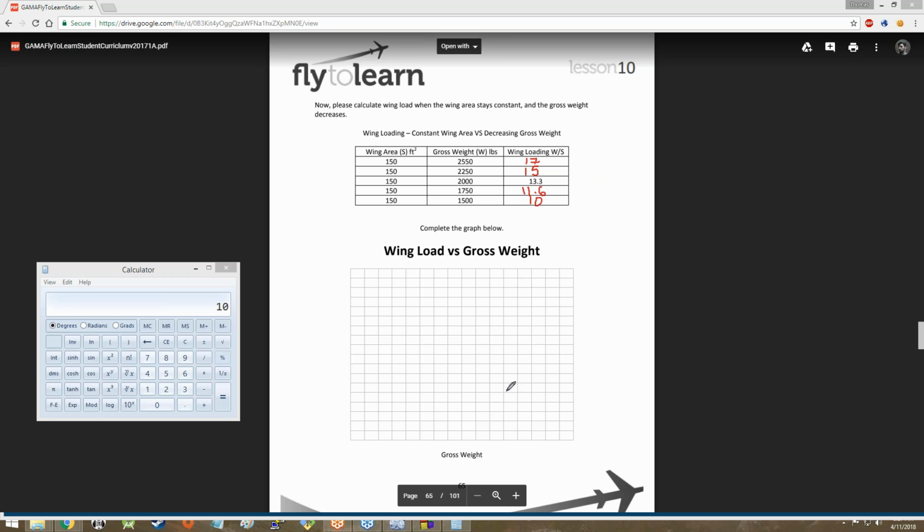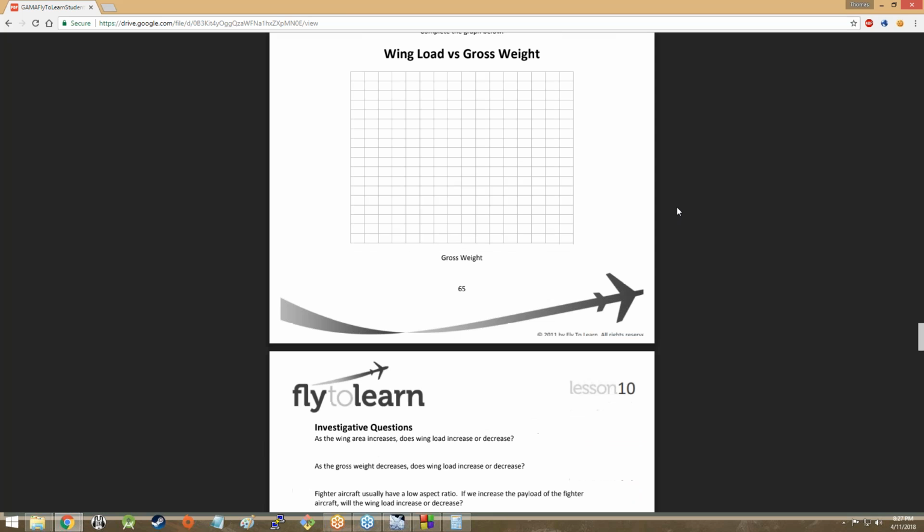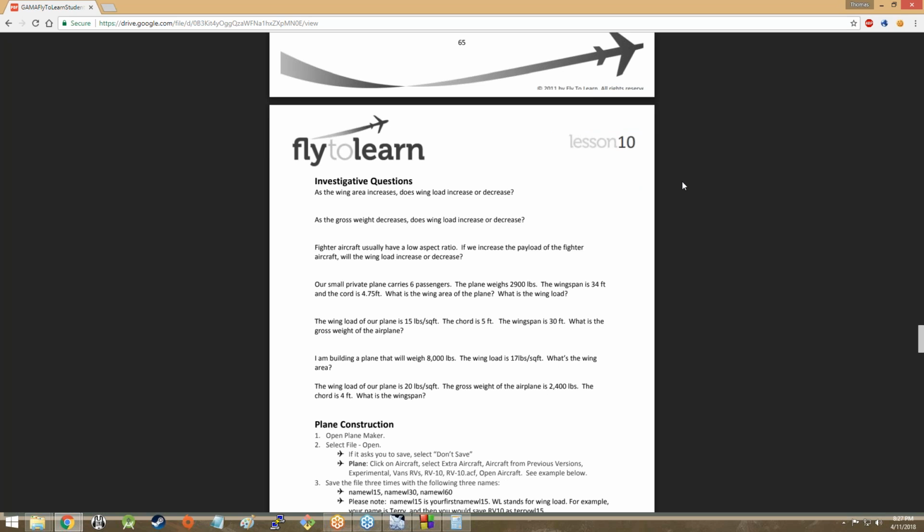So as the gross weight decreases, the wing loading also decreases. I mean, that's pretty obvious, right? You don't need me to explain that to you. As something gets lighter, you have to do less work to lift it up. Baby stuff. But anyway, as the wing area increases, does wing load increase or decrease? As wing area increases, wing load decreases. We saw that. As the gross weight decreases, does wing load increase or decrease? Wing load decreases. We saw that.